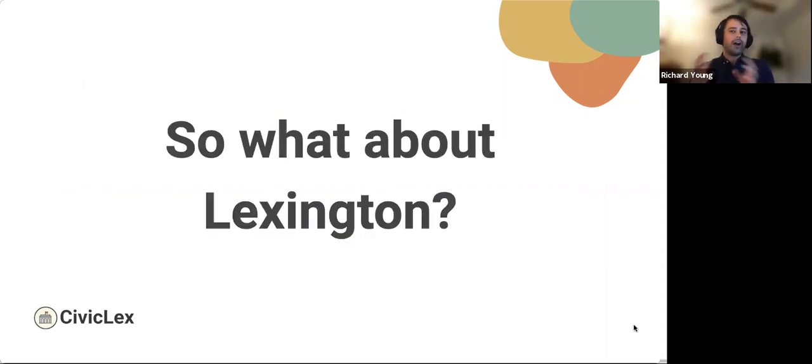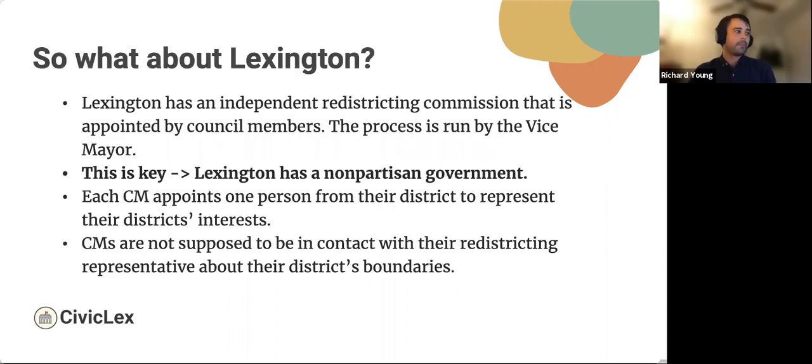So how does this all impact Lexington? Well, we're going to get to the folks that are actually here to help draw these boundaries in a minute. But we're going to start by talking about how Lexington's changed over the past 50 years and the impacts of redistricting on that change.